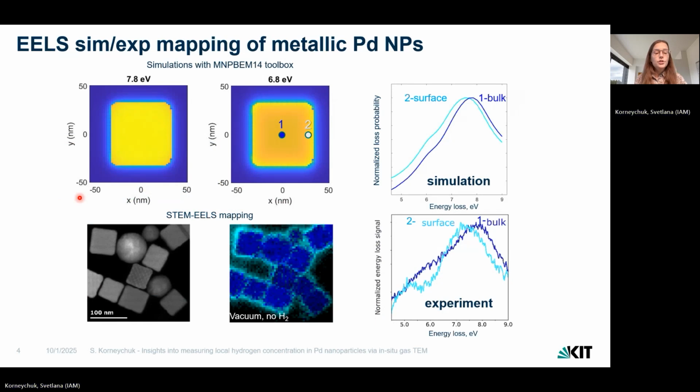But before showing the actual experimental results, we have to think how to properly evaluate them. Because in metallic particles, the plasmon signal at the surface is usually lower than in the middle. And we confirm this for palladium nanoparticles, both with simulations and with the experiment. We see that there is a so-called red shift at the surface, and the plasmon signal is about 1 eV lower at the surface in a pure metallic nanoparticle than in the core. So that should be taken into account before evaluating the concentration of the particles.